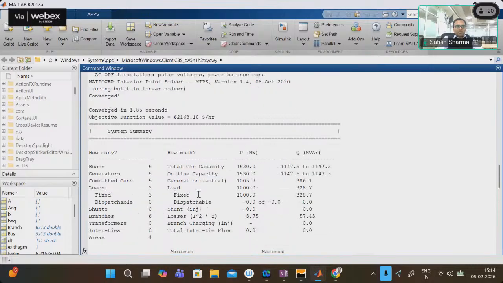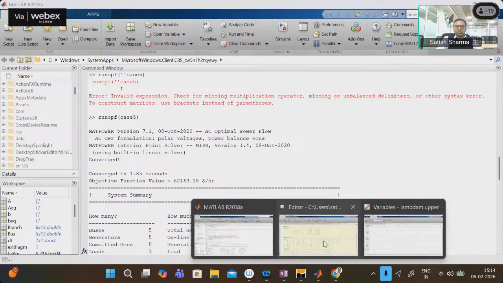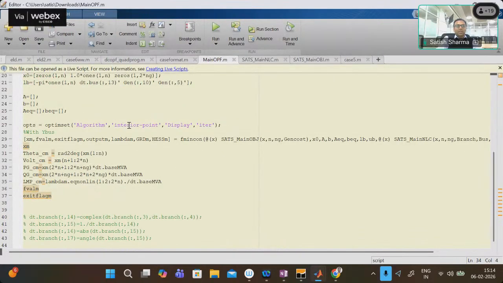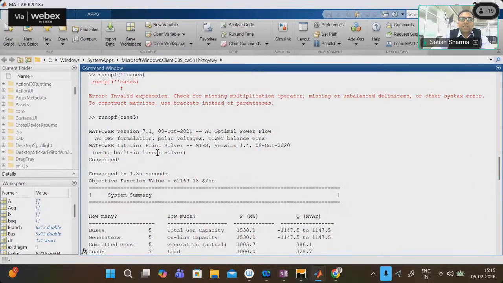Once I have run it, it says MATPOWER with some version, ACOPF formulation, polar voltage and power balance equations. An interior point solver is being used, and like we also used the interior point solver. I defined the algorithm as interior point, so we should get the same result, since the method we are using in fmincon was also interior point, and what MATPOWER is using is also interior point. It uses a built-in linear solver, and the solution has converged in a certain number of seconds, with the function value.